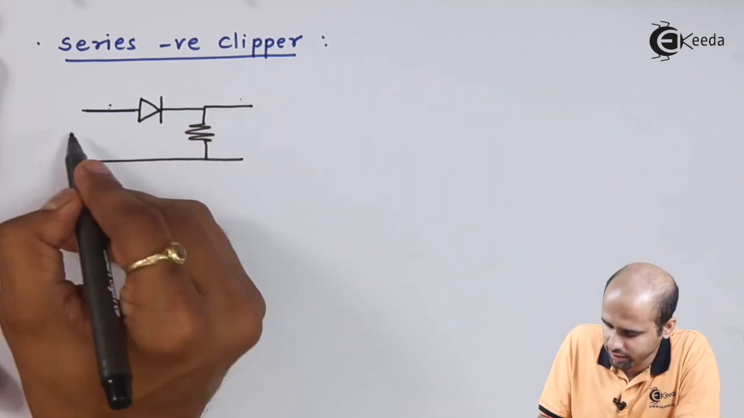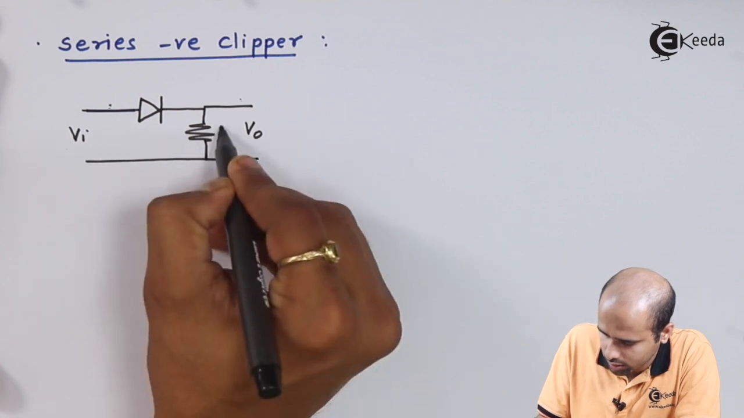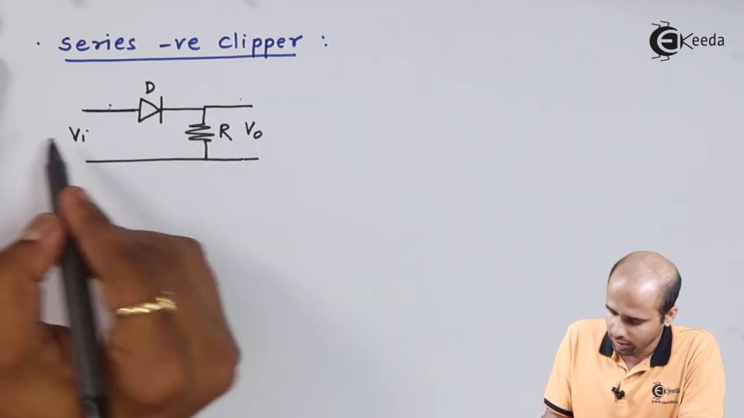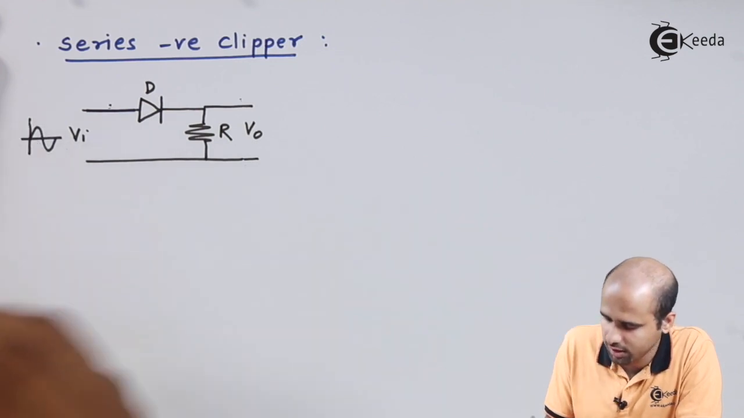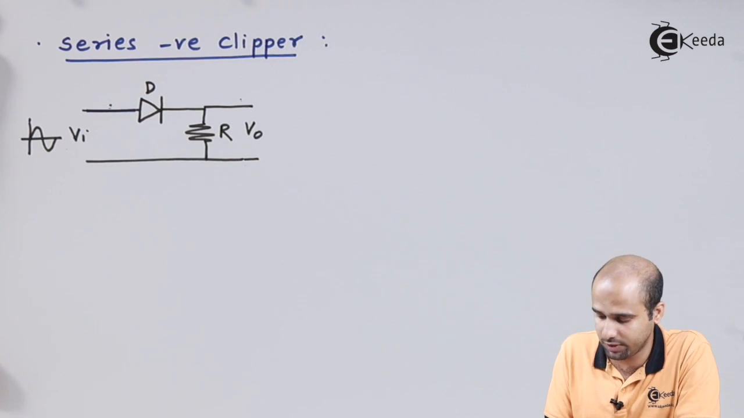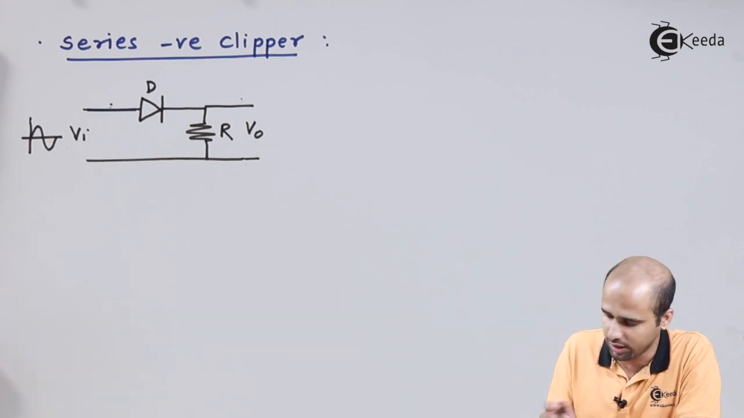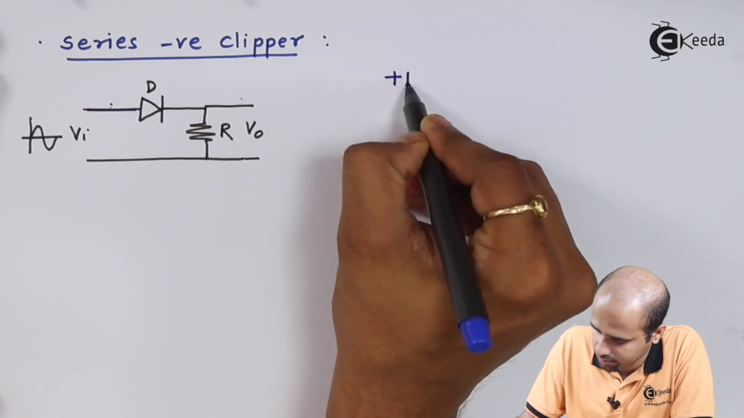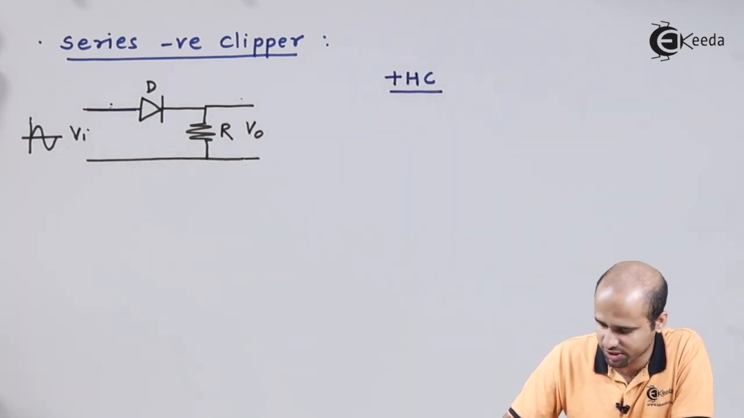A simple circuit. This is input and this is output. This is resistance R, diode D. Input is obviously sinusoidal in nature, AC signal, and we'll have to check whether it is clipping the negative portion of the input signal waveform or not. Let us try to investigate this with positive half cycle and negative half cycle.